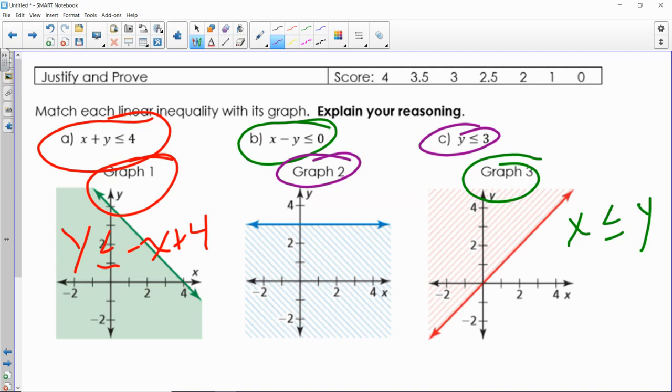Again, as we talked about in the first problem, when I just have y, it's going to be a horizontal line. So this is the only graph that is a horizontal line. Y is less than 3, so I'm shading below the line, which is where the shading in graph 2 is. So those would be some reasons for your matches. Overall, this is a very good competency. Most of you got 4s on it.